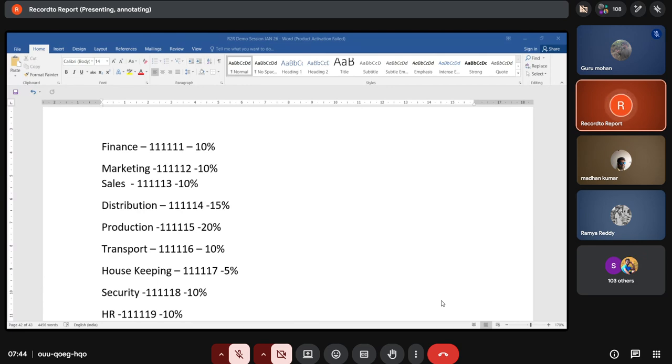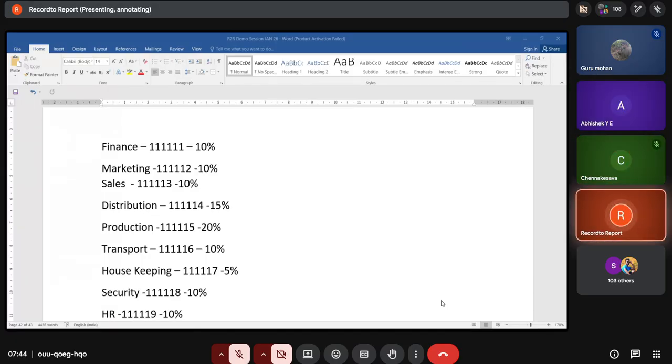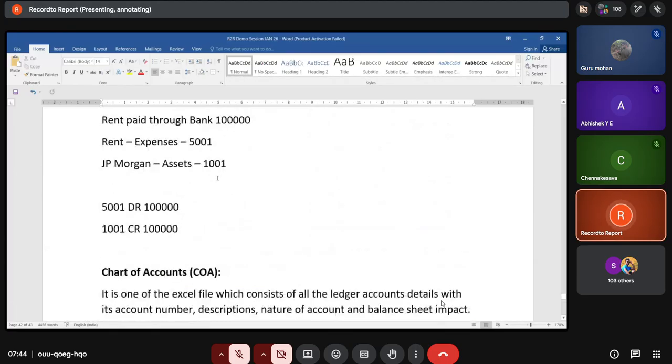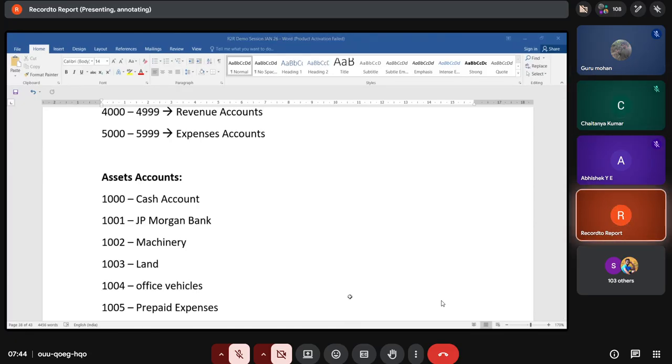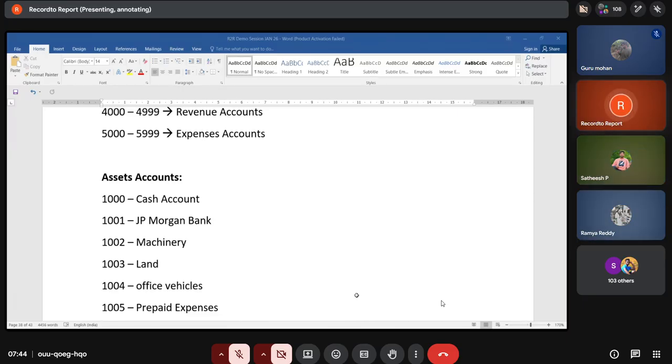So how will the cost be allocated? Okay, so here what will be the credit? We are processing the transaction through the bank. Assume we are processing through the bank. So what is the bank account code we gave here? Asset account 1001, 101. Okay, so what is the total of debit and credit? 1 lakh. It's clear how the cost will be allocated.